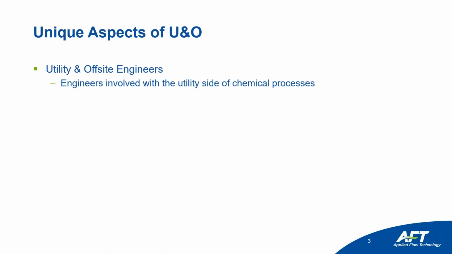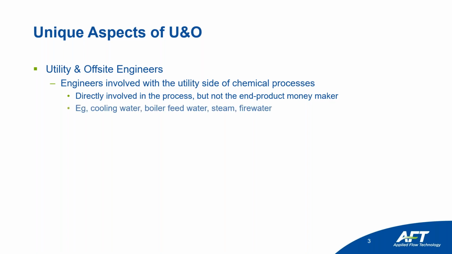So some unique aspects of utility and offsite engineering. We'll start with the definition as I understand it. Engineers involved with the utility side of chemical processes or oil processes. What that means is you are directly involved in the process, but what you are working with is not necessarily the end product money maker, and that has some unique implications. So that looks like cooling water systems, boiler feed water systems, steam heating systems, and Firewater, where they're necessary for the process, but you aren't making money off them directly.